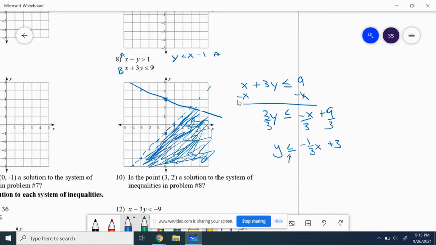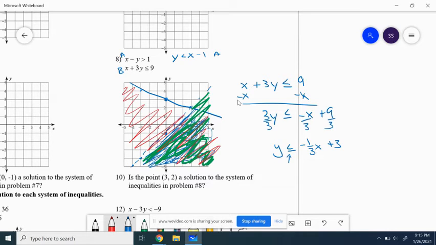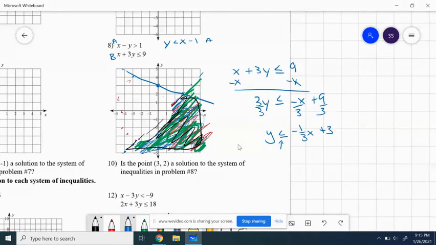Let me just do this one more time. Line A would be everything here, right? And then line B would be everything over here. So what actually is the overlap section is here, right? Okay, hopefully that makes sense. That's why I erased that and I erased up here too. Okay, but I did that pretty quick. All right, hopefully that made sense.